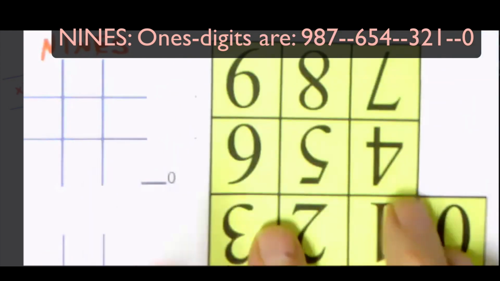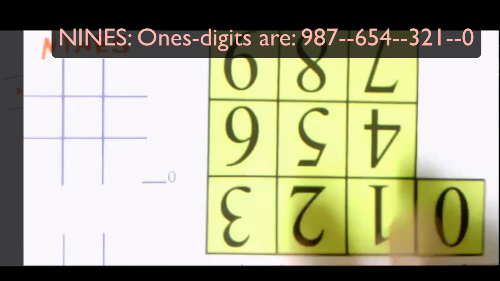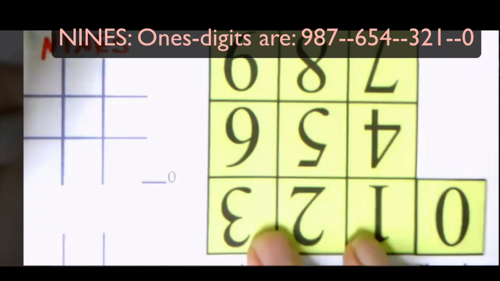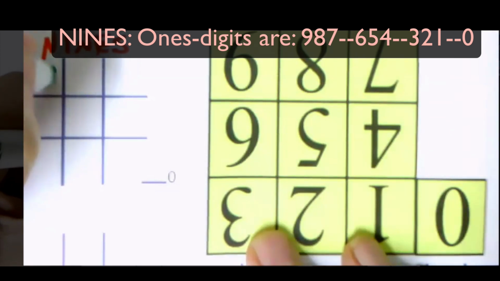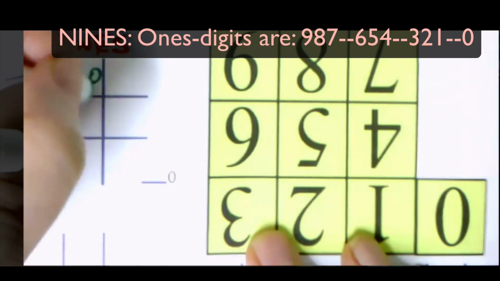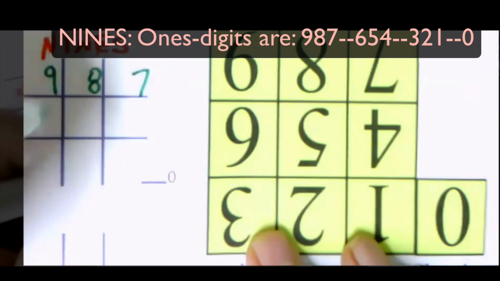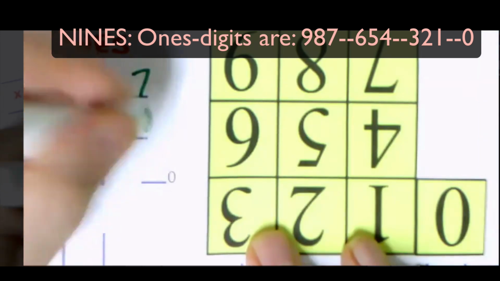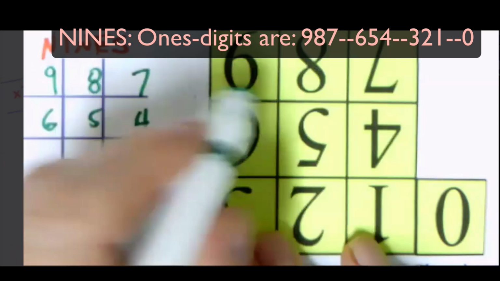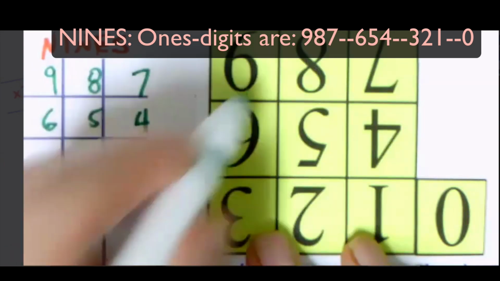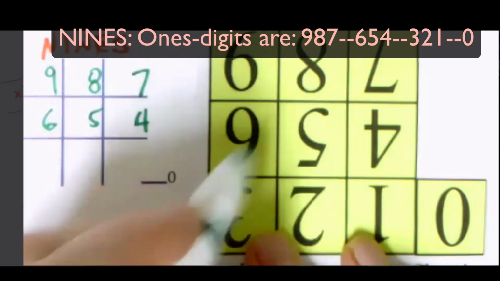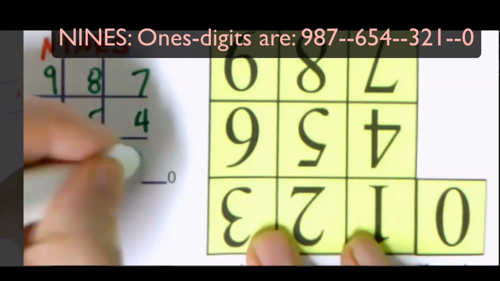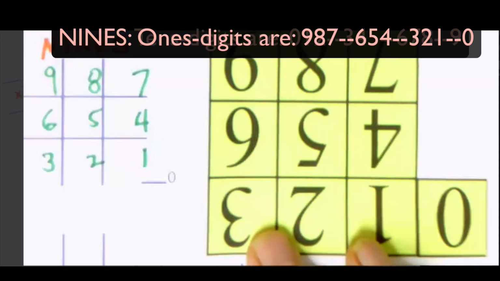Oh, and then just put those numbers in over here. Let's use our green because that's the ones digits. So we do 9, 8, 7, 6, 5, 4, 9, 8, 7. This looks like a 6, but you know it's upside down, so it's a 9. 9, 8, 7, 6, 5, 4, 3, 2, 1, and there's 0 right there.